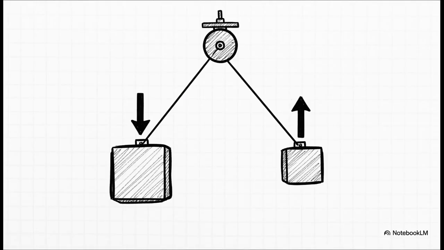The second thing you want to check is how all the parts of the system are connected. We call these constraint relations. Basically, if you have blocks connected by a string, they're constrained. As long as that string is tight and doesn't stretch, if one block moves down by a centimeter, the other one has to move up by a centimeter. This means their speeds and the size of their accelerations have to be exactly the same. Spotting these relationships is key to setting up equations you can actually solve.